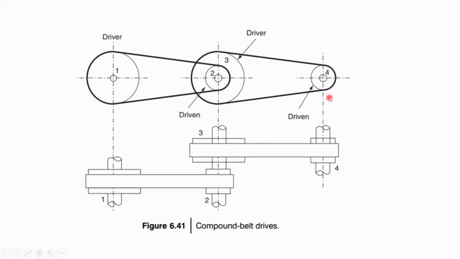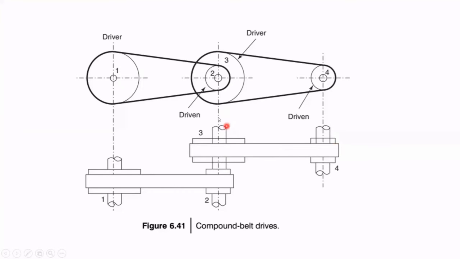And next one is compound belt drive. Compound drive I already explained before. Similarly, here one shaft consists of more than one pulley, then it is called compound belt drive. See this, the intermediate shaft has more than one pulley. Here we require two belts: we have one belt for connecting the first and second pulleys, and we need one more belt for connecting the third and fourth pulleys.